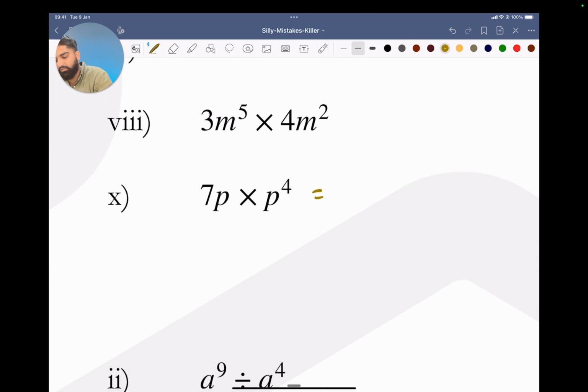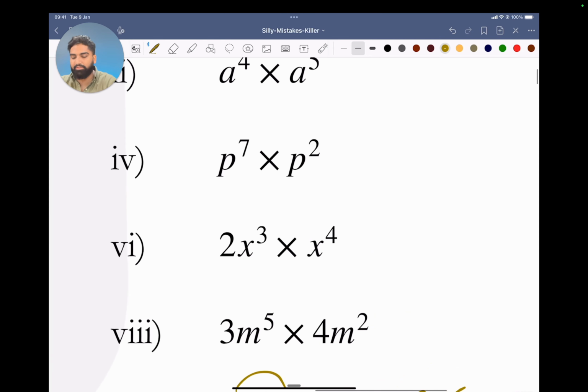So this over here, you can see p has a power of 1. If there's no power, it's power of 1. And there's also an imaginary number here, 1. Right, it's not imaginary, but it's there, but we don't write it. And whenever you have something like this, you just multiply the numbers with the numbers. 7 times 1 is 7, and then p to the power of 1 times p to the power of 4 is p to the power of 5. That's it. You add the powers, right?